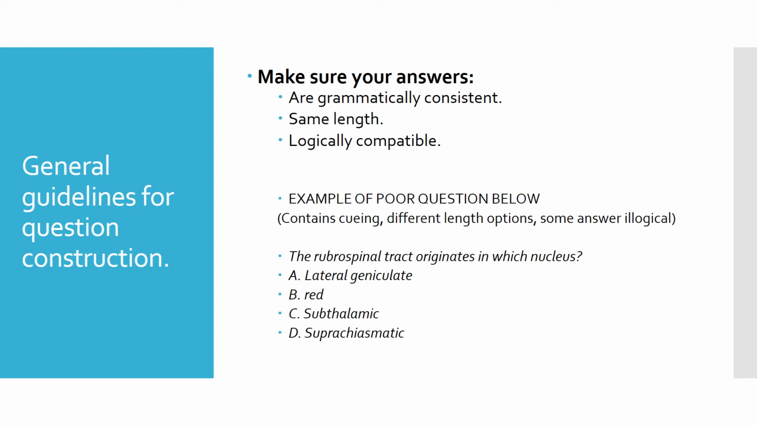Even from looking at the name, rubrospinal, many people know that rubro means red. So we've already got some kind of cueing just from the terms that we have used in here. Now, if we look at our answer options, red is also a very different length to all the other options, so it draws our eye towards it. So we have a cueing effect there.